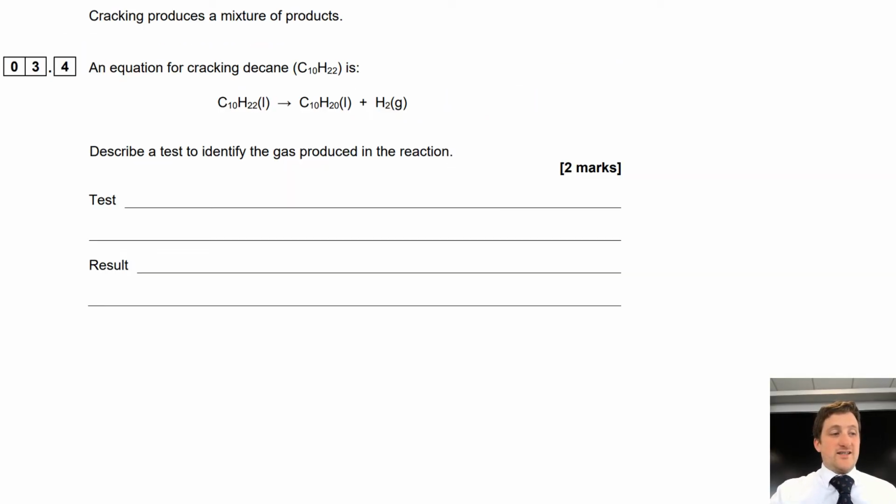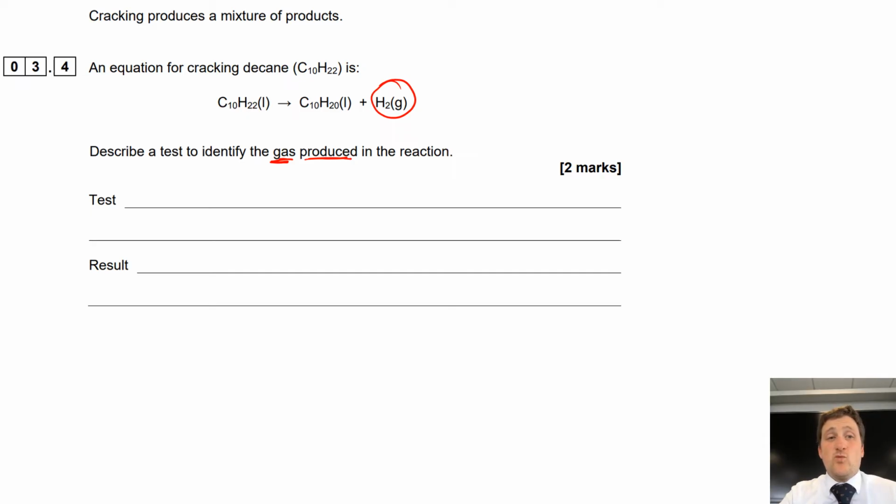Now, describe a test. This is a great question if you know your test. If we start at the top, an equation for cracking decane is, you don't need to know this equation, which is why they've given it to you in full. Describe a test to identify the gas produced in the reaction. Okay, so gas, you need to know what produced means. Produced means it's a product. Okay, this is our gas.